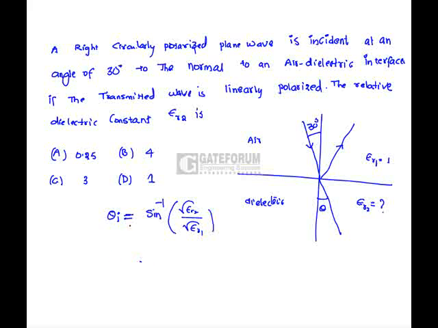So we know the angle of incidence to the normal is 30 degrees. So sine 30 is equal to the square root of epsilon r2. Epsilon r2 is 1 by 4, which is 0.25. That is, option A is correct.